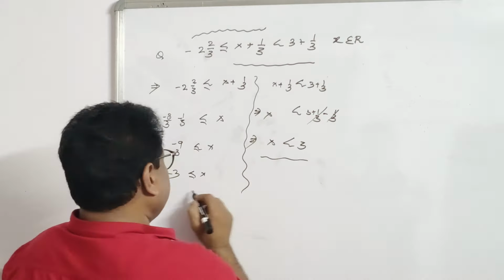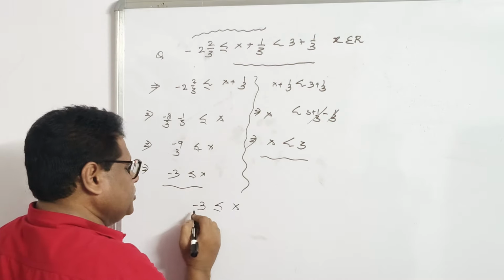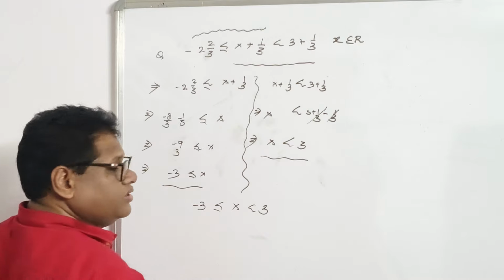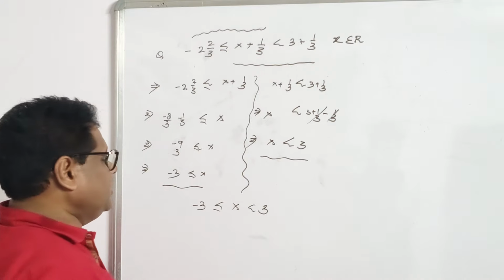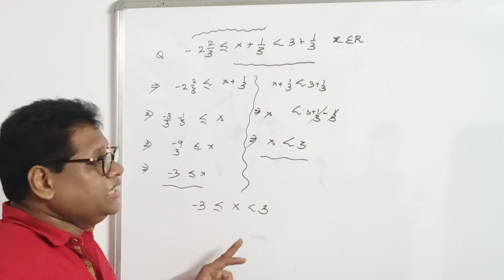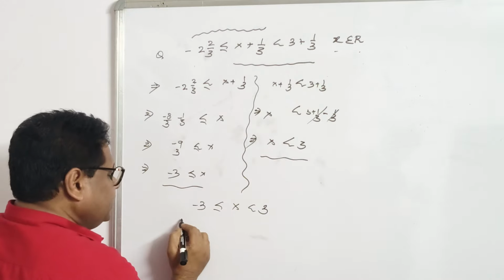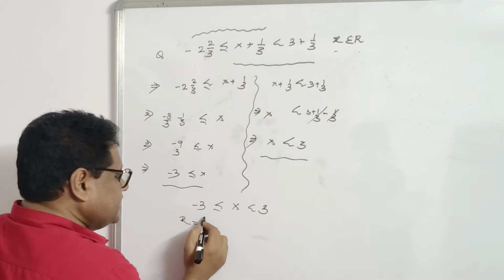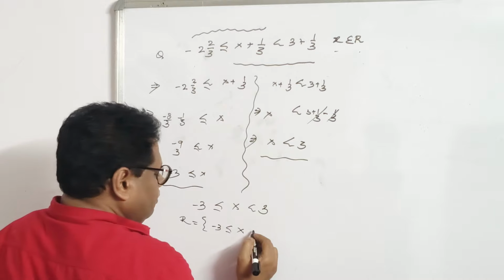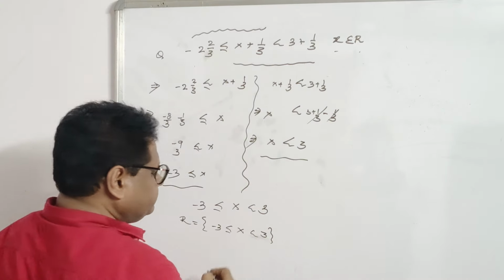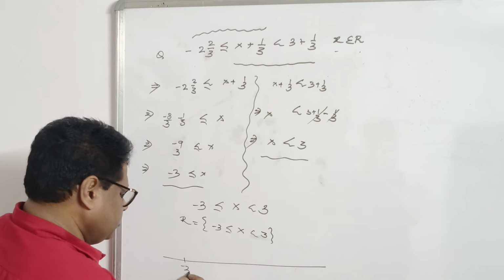Now combining this and this statement, we can write the final statement: x greater than or equal to minus 3 and less than 3. Now since x belongs to R, we cannot write the truth set for this. This is called the replacement set. So for only R, the answer will be x is greater than or equal to minus 3 and less than 3.